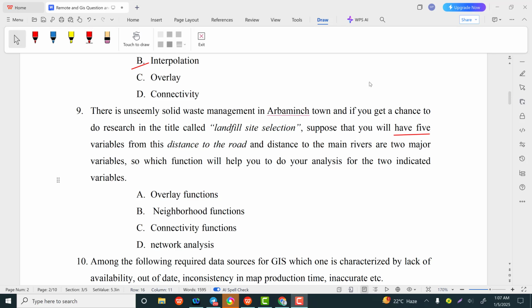A. Overlay function. B. Neighborhood function. C. Connectivity function. D. Network analysis. The answer is overlay function.